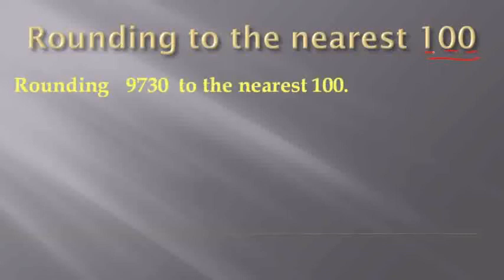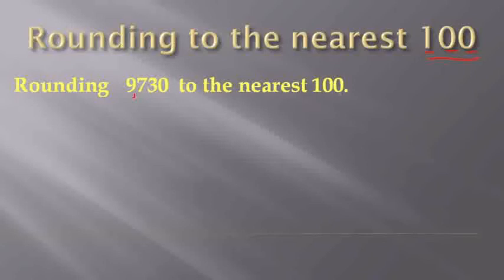Okay, dear students, we are moving towards rounding to the nearest 100. So to round to the nearest 100, what we do, we write multiples of 100 and we concentrate on the last three digits: unit place digit, tens place digit and hundreds place digit. Okay, so the question given, rounding 9,730 to the nearest 100.